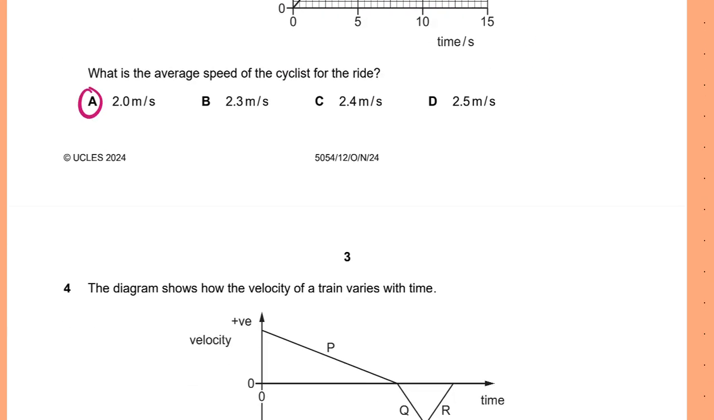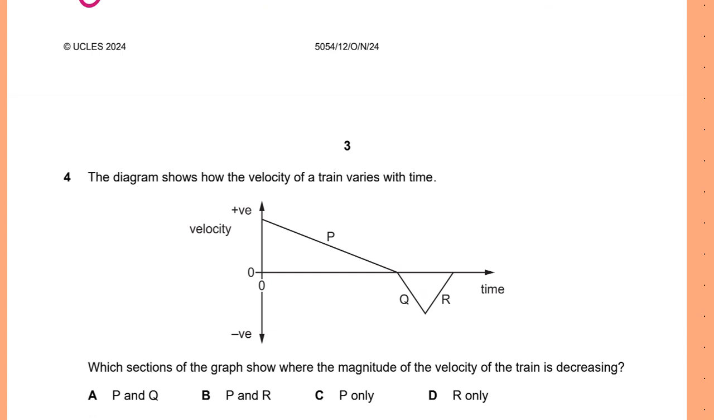Let's move on. Question number 4. The diagram shows how the velocity of a train varies with time. Now this is a velocity time graph, which is technically speaking not in our syllabus. But if you have your basics down, then this is not going to be very difficult for you. Just like how the gradient of a velocity time graph was acceleration, similarly this gradient is also acceleration. The only thing which is now additional is just like how velocity can be negative, this graph can now also go below the x-axis.